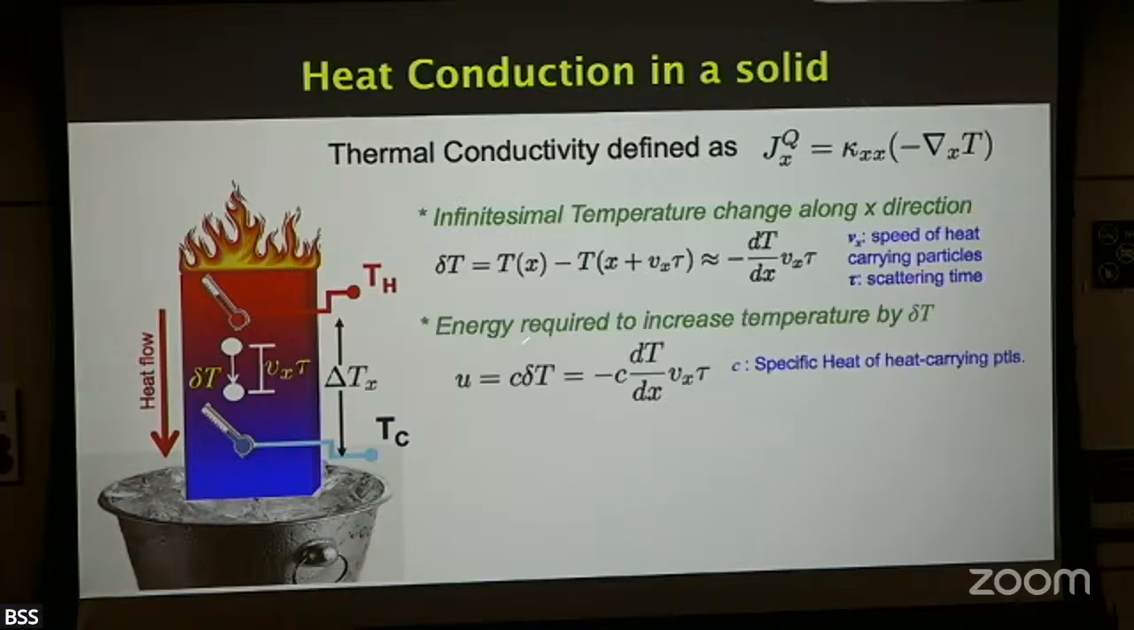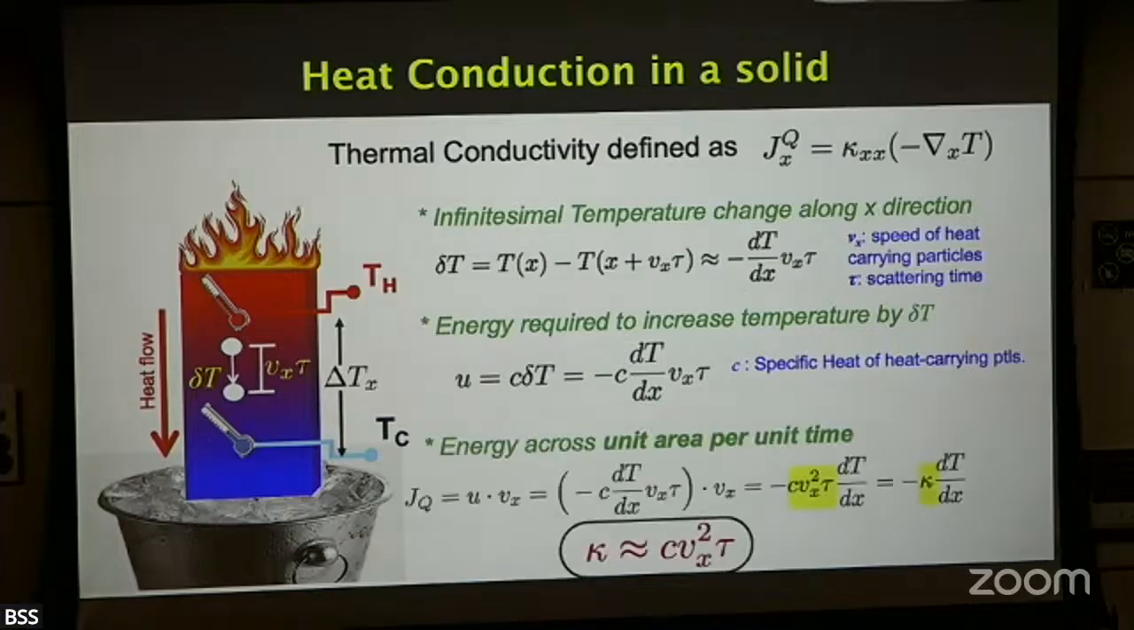And then we can think about how much energy is required to increase the temperature by delta T, which definitely includes the specific heat of that heat carrying particle. It can be the magnon's heat capacity or the phonon's heat capacity, okay? So that's what this is. And then I'm just plugging in delta T over here.